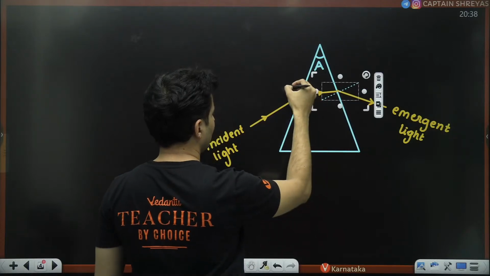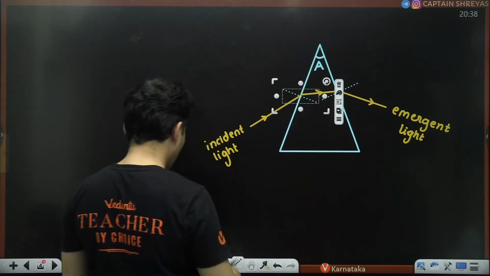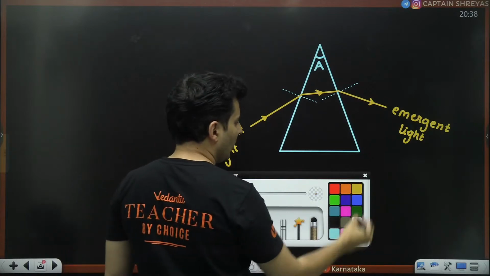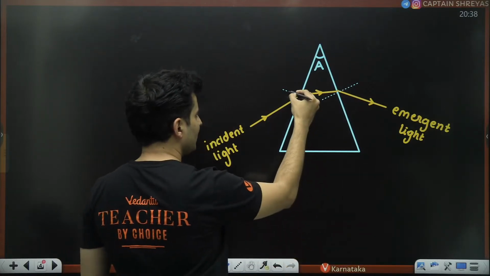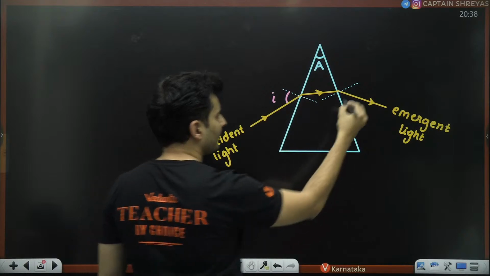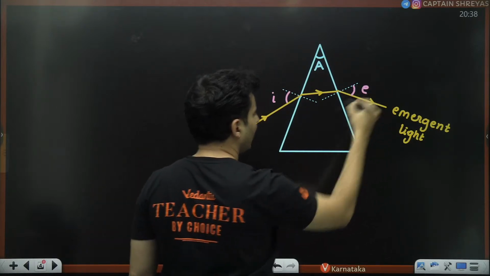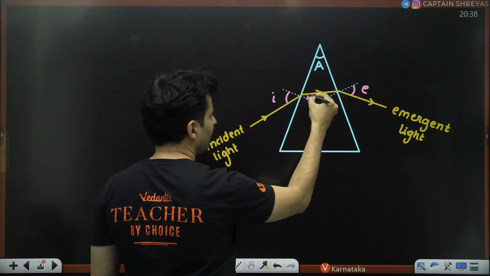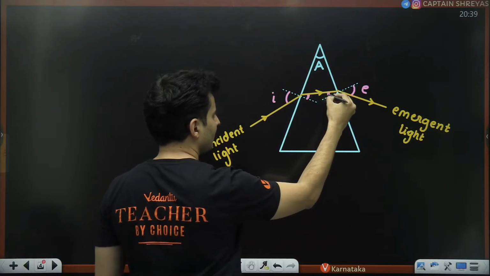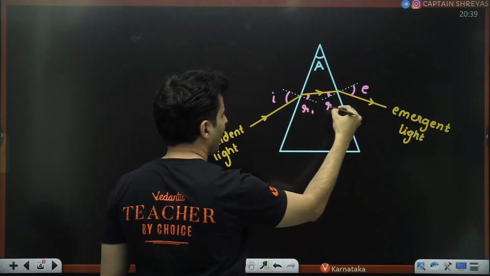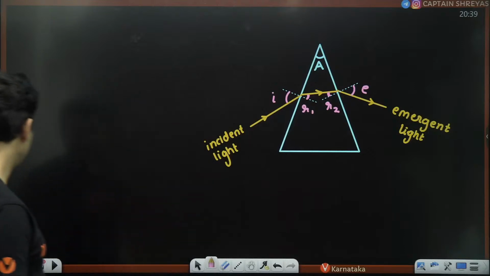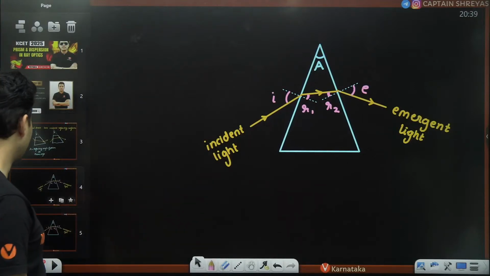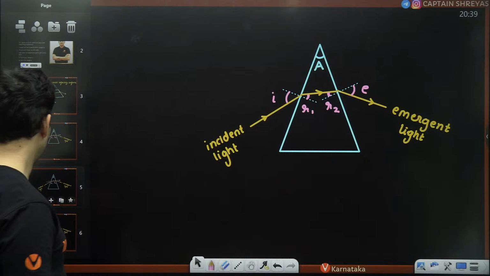Like this, okay. Now these angles also have some names. This is your incident angle, this is your emergent angle. These internal angles here and here, that is R1 and R2. That is basically your R1 as well as R2. That's the first thing that you should know.